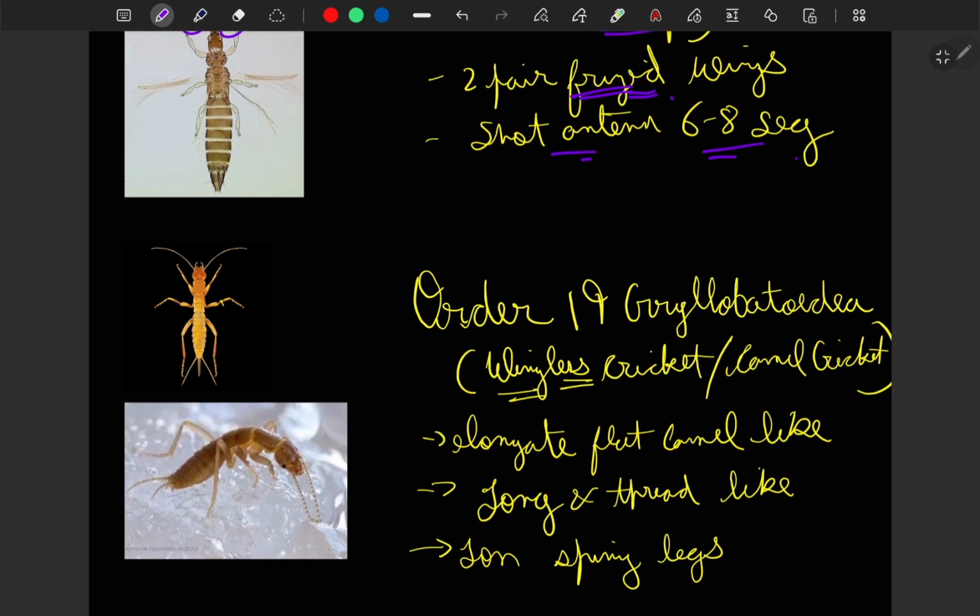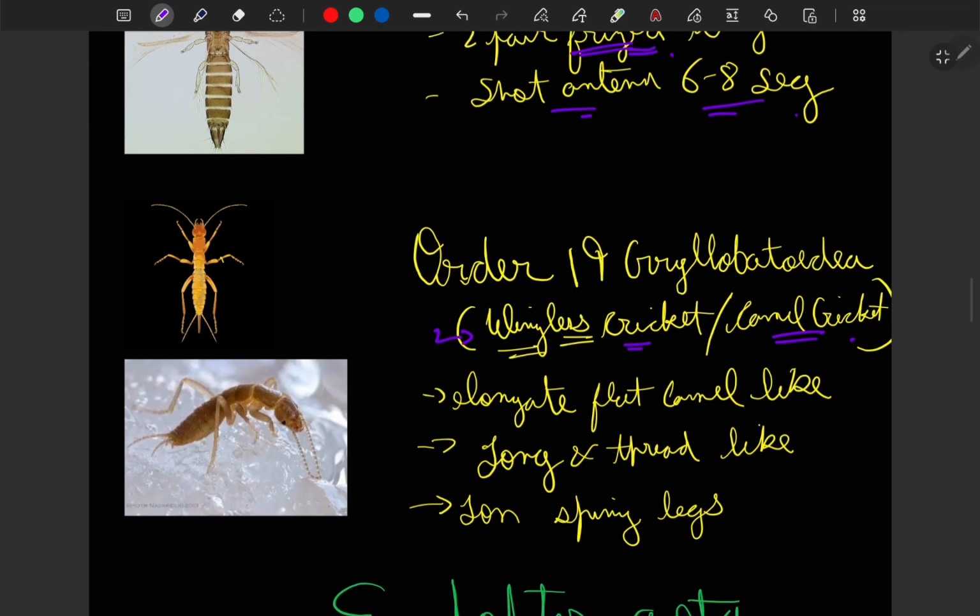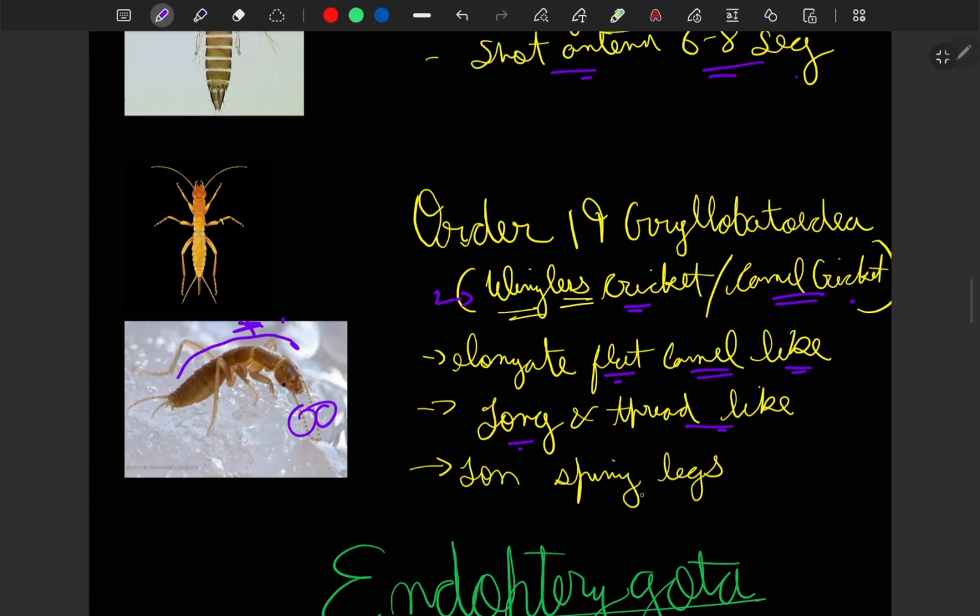Now next is Grylloblattidae, which are wingless crickets or camel crickets. They have an elongated flat camel-like structure. You can clearly identify the camel-like structure, like a camel hump. They have long thread-like antennae and long spiny legs. Anal cirri are also present, but the camel structure is characteristic of them.